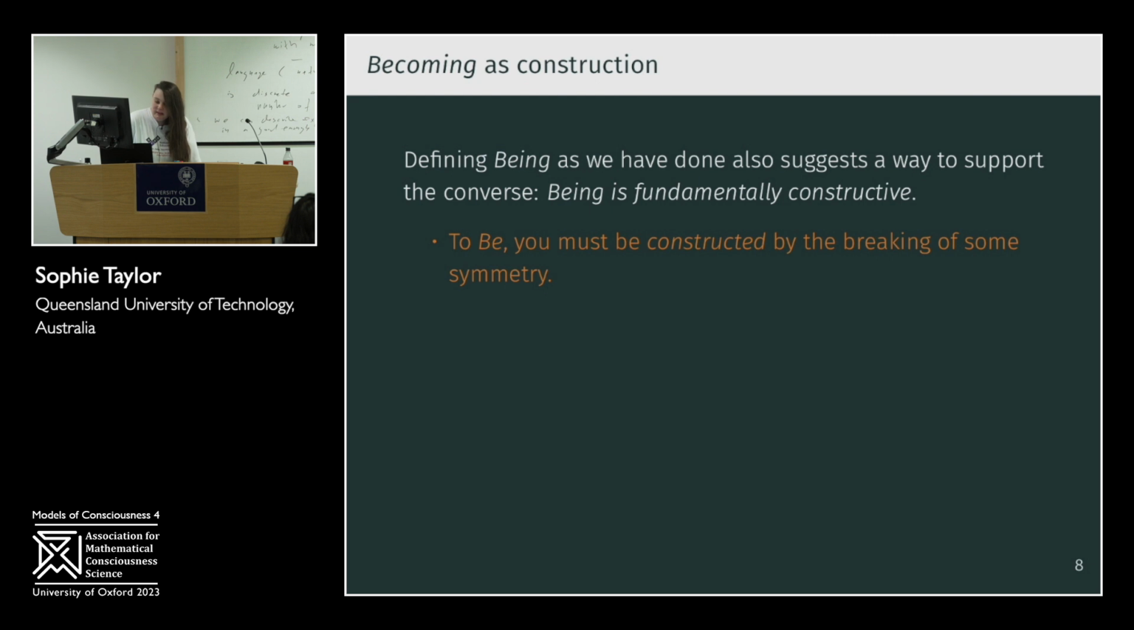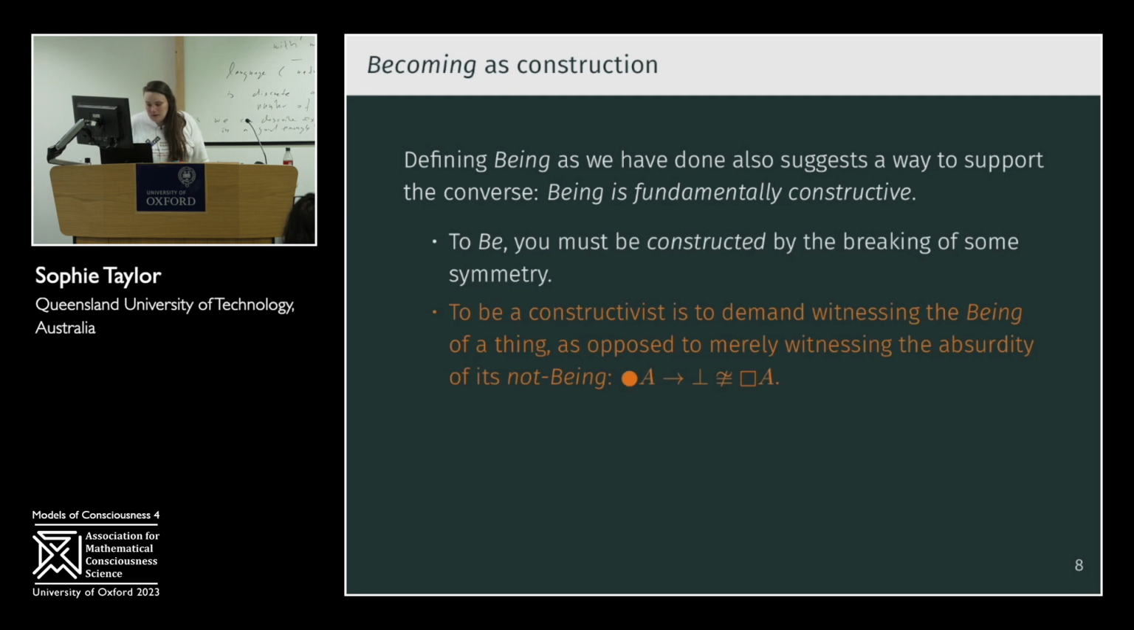The approach we have taken to this point also shines light on a path to show the opposite, that being is fundamentally about construction. After all, to be, you must be constructed by breaking some symmetry somehow. Now, to be a constructivist is to demand witnessing the being of a thing, as opposed to merely witnessing absurdity of its non-being. To witness being, we must witness distinguishability from not being, such as via an apartness relation.